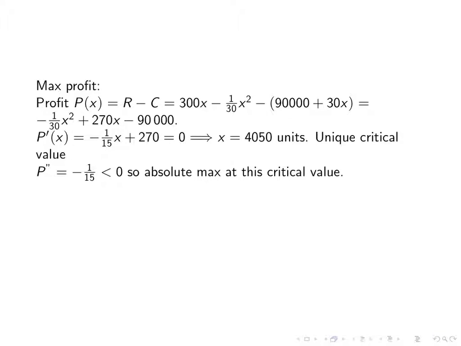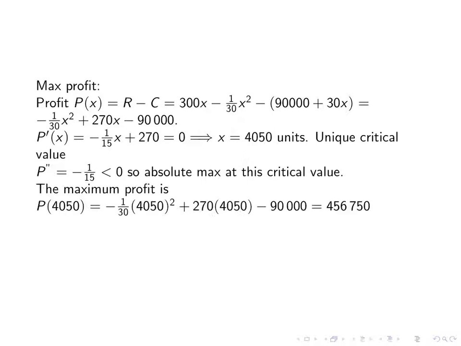Note also, you can just check that P double prime is negative, so you're in a concave down kind of situation. So you have an absolute max at this critical value, 4,050. The maximum possible profit is given by plugging in this critical value. So this absolute max value is P of 4,050, and you just plug this into the profit function in your calculator, and I compute this to be 456,750.